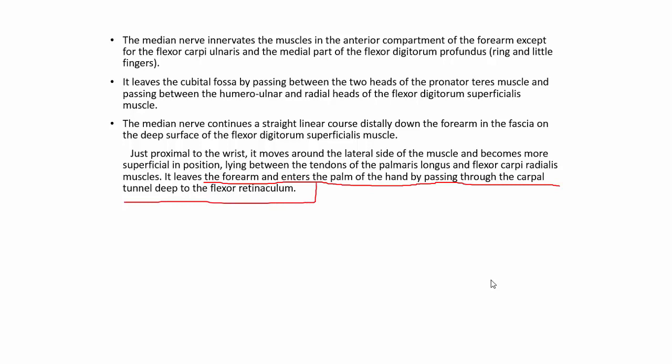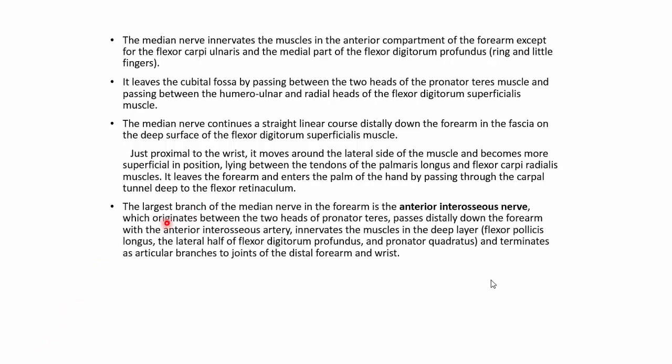Any problem in the carpal tunnel means compression and pressure on the median nerve, which may lead to problems in the muscles of the hand. The largest branch of the median nerve in the forearm is the anterior interosseous nerve, which originates between the two heads of the pronator teres.